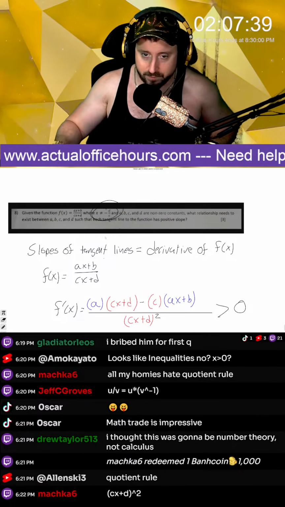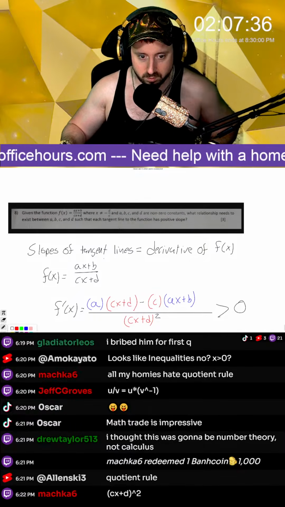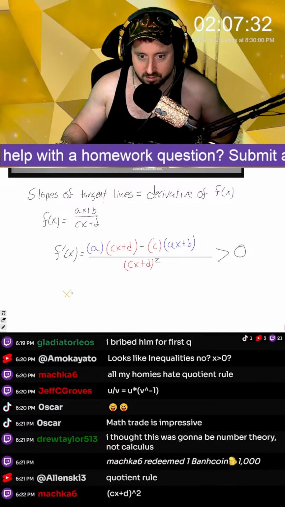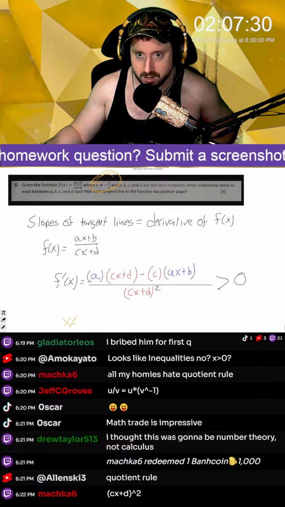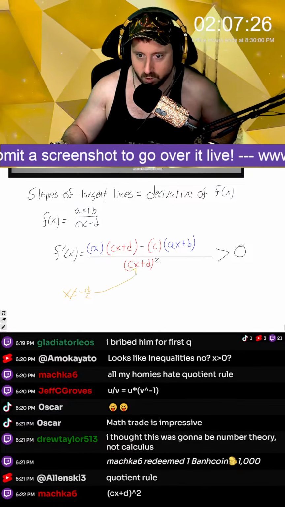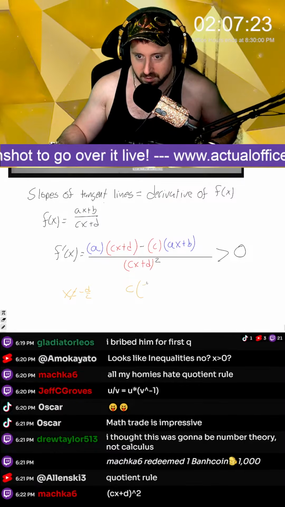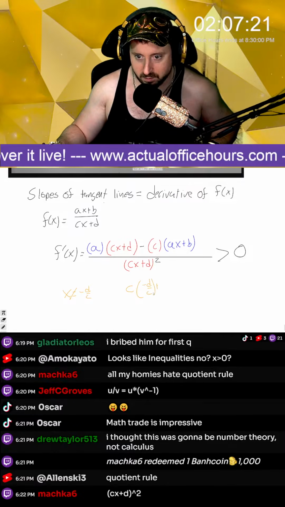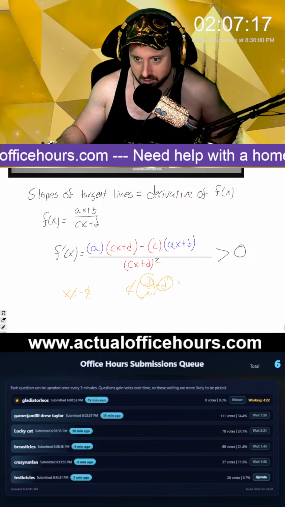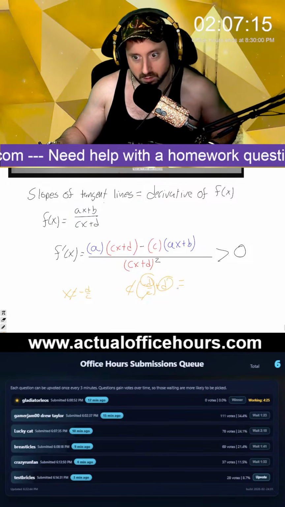But what we specifically were told right here is that x does not equal negative d over c. Because watch what happens if it did equal negative d over c. If it was negative d over c, you'd have c times negative d over c plus d. This would cancel. And then you get negative d plus d, which would be 0. No. And that would be bad.